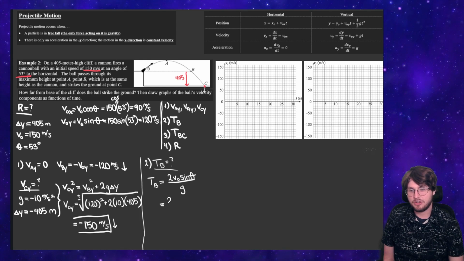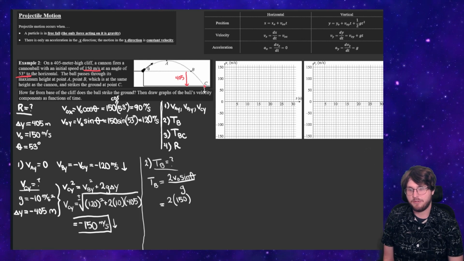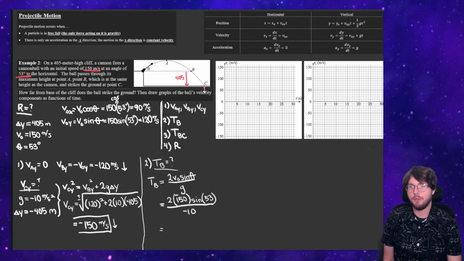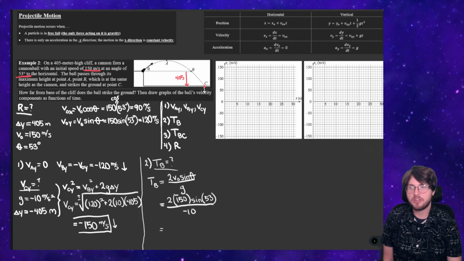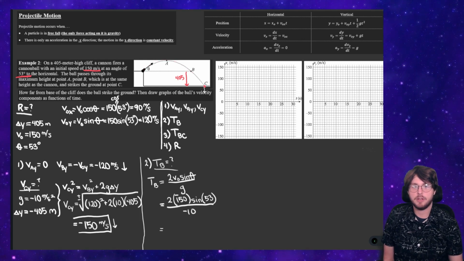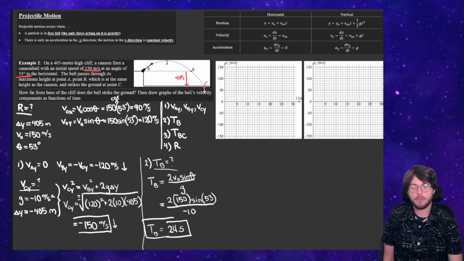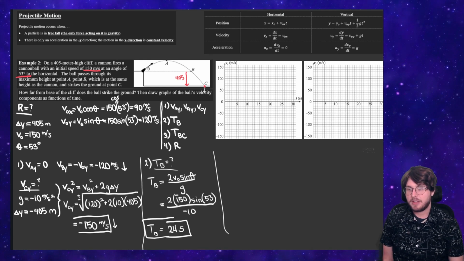We've got our V naught is 150 meters per second. It's sine of 53 degrees. And we're dividing that by negative 10. Technically, this should be negative 150 as well to cancel out the negative sign. Once we do that, we will find that the projectile takes 24 seconds to travel from here to here. So 24 seconds is our TB. Cool beans. All right, that's step 2 done.